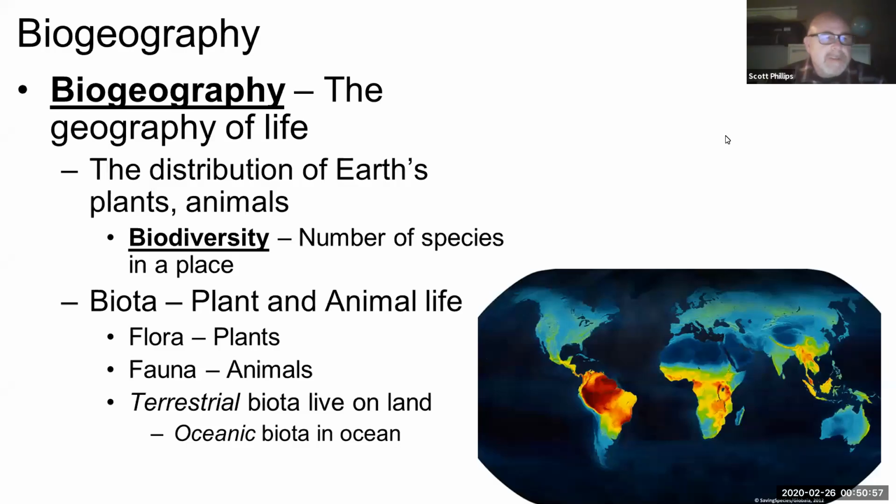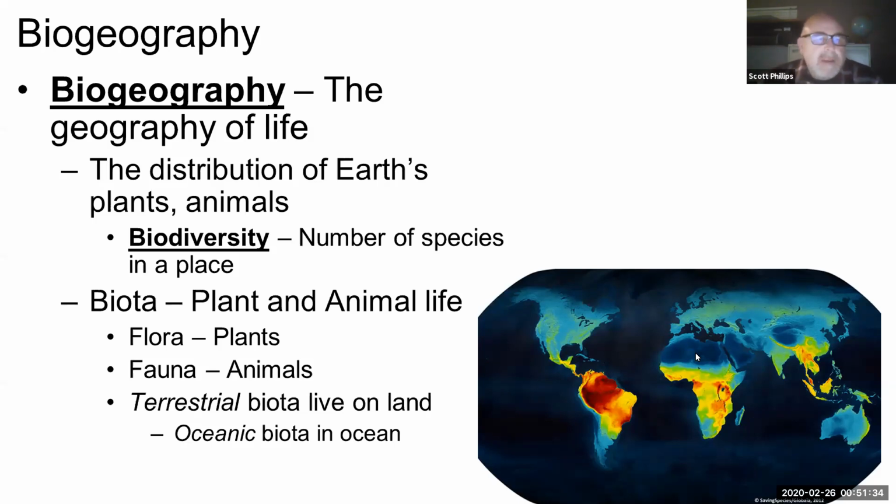Let's go over some general concepts of biogeography, which is the geography of life and living things. As geographers, what we look at is the distribution of plants and animals. Where are they located? Because geography is the spatial science, the science of where. We might also look at patterns of what we call biodiversity, or the number of species in a place. So in this figure, the red colors, like the Amazon basin, have high biodiversity, where this desert environment in North Africa has low biodiversity.